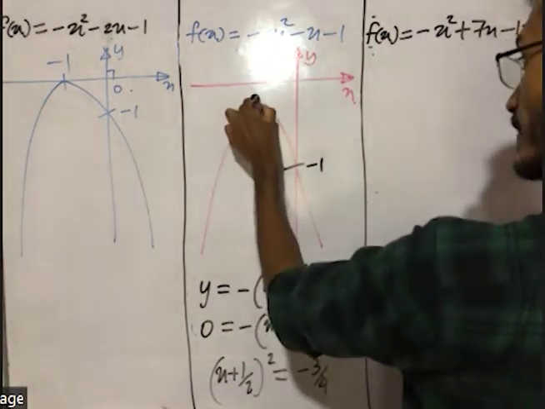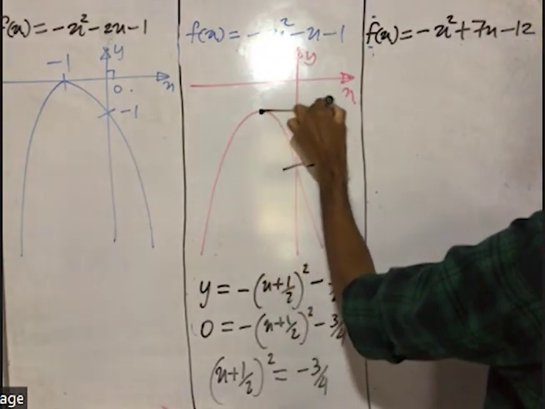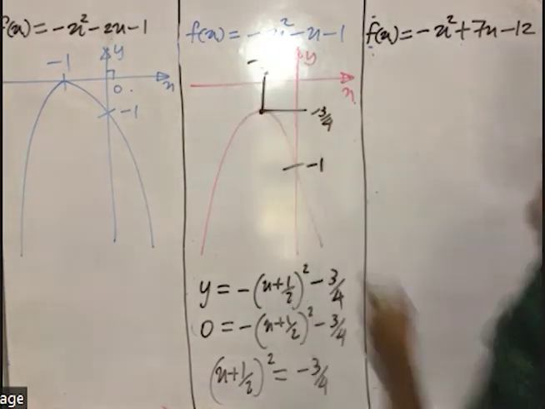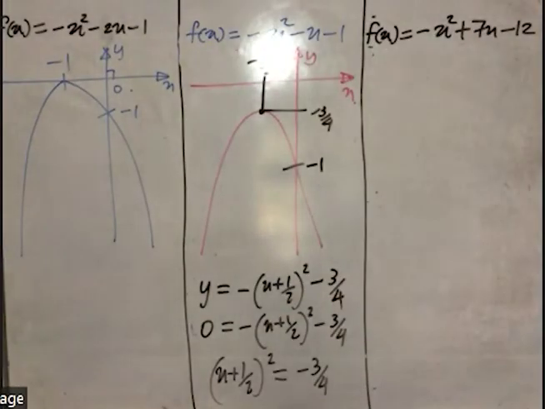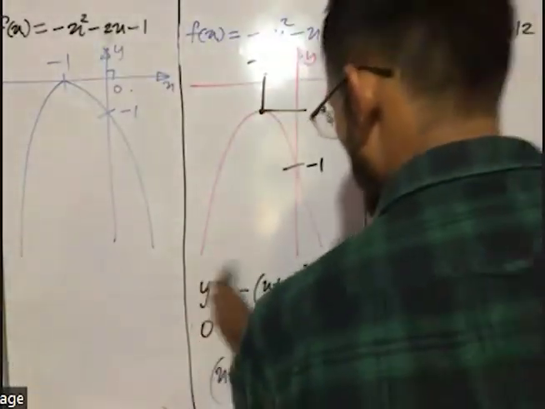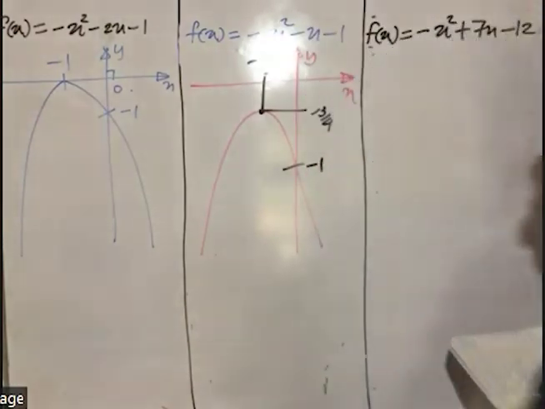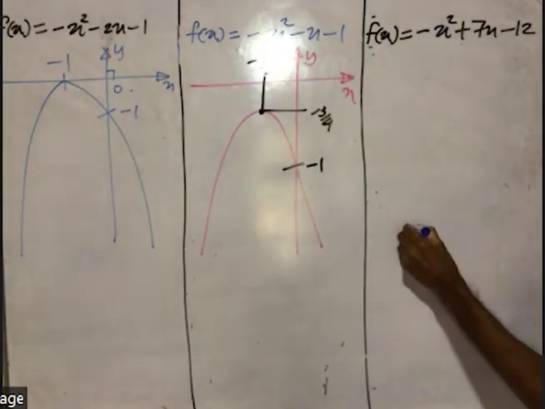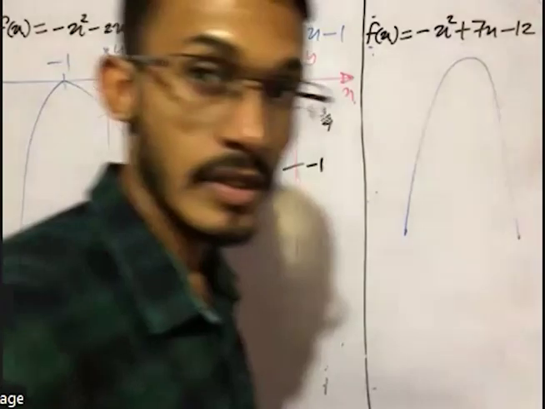So here we can find the minimum point. Minimum point will become, here we have minus 3 over 4, and here we have minus half. So same way we can draw the graph of the next function. Now look at this. In here, if you draw the graph, there are two intersection points to this graph.